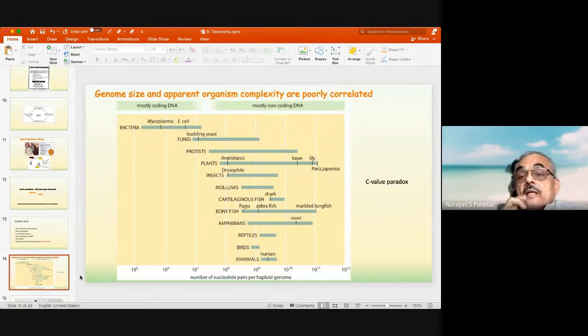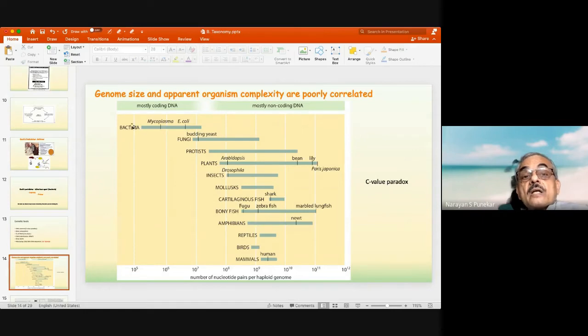Here is a slide showing you genome size and apparent organism complexity. As an organism is more and more complicated, obviously it should have more information and more DNA content. So this is an expected, anticipated thing. Here is a picture of the number of nucleotide pairs per haploid genome. Don't worry about diploid. Haploid we can compare, because most bacteria are haploid, whereas most higher organisms like mammals, reptiles, birds, most of the higher eukaryotes are all diploid. Sexual reproduction all leads to a diploid zygote.